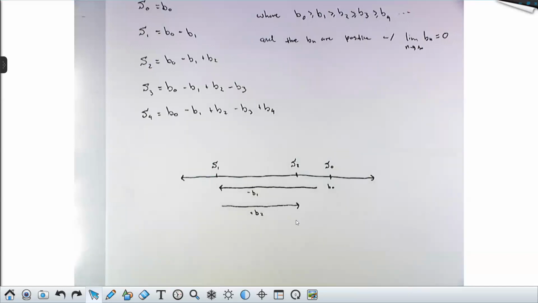And the big deal is that S2, this thing, has to be to the left of S0. This distance right here is B1. And to go from S1 to S2, I'm walking back to the right because I'm adding B2. And because B2 is smaller than B1, I'm going to walk a smaller distance back to the right. Does everybody understand why S2 is not over here somewhere? It has to be over here somewhere.